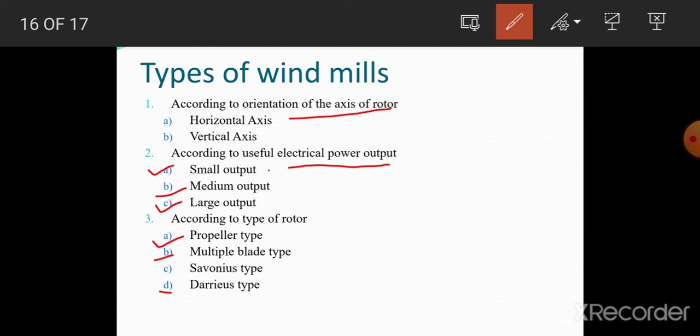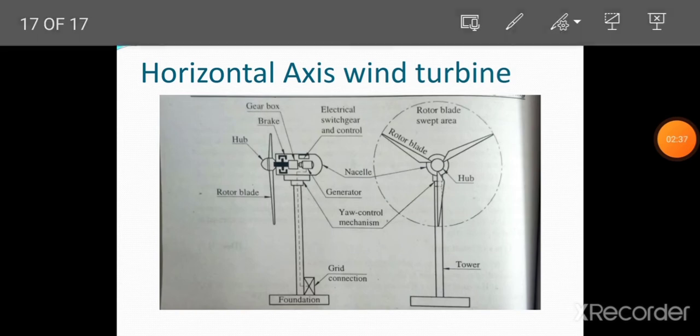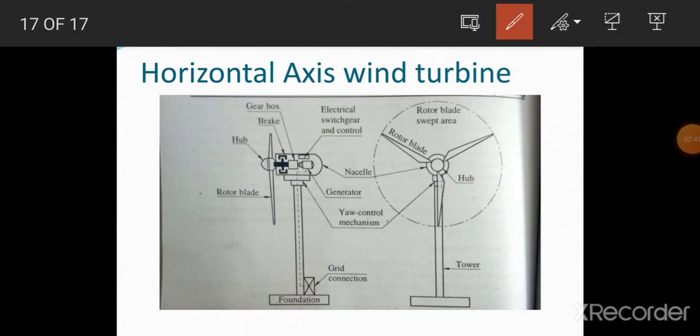So we are going to discuss the horizontal axis wind turbine and its main components. So what are the components in a horizontal axis wind turbine? Here, as we can see, horizontal axis machines are the most successful turbines, that is, most widely used, and these are being used for commercial energy generation in many parts of the world. They have low cut in wind speed, easy furling, and in general show high power efficiency.